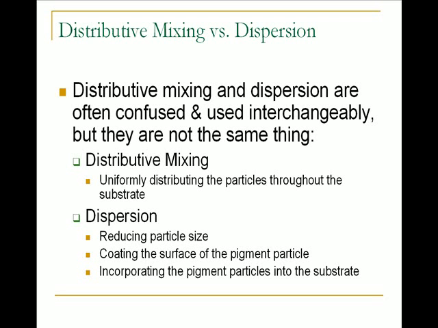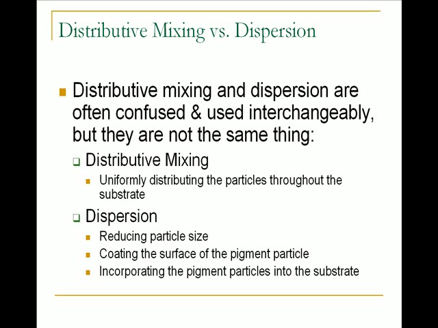So we are taking our particles and spreading them out through the whole plastic part uniformly, so that if we look at any particular portion of that plastic part, the concentration of the particles would be the same. Dispersion, on the other hand, is what we talked about: reducing the particle size, coating the surface of the pigment particle, and incorporating the pigment particles into the substrate. We need both dispersion to get the particles reduced and distributive mixing to get them uniformly distributed throughout our substrate.